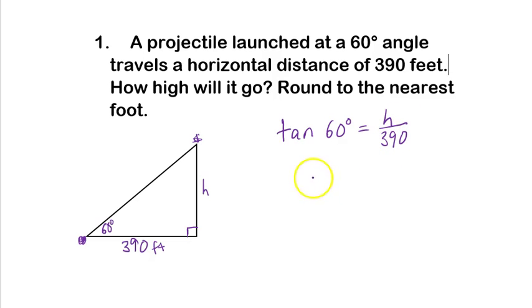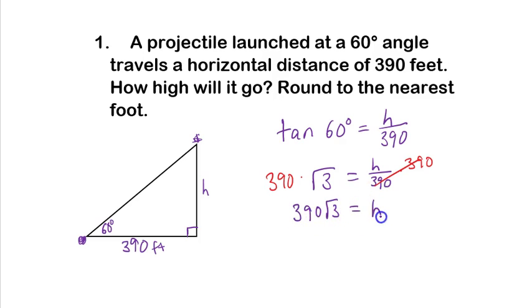Now, to put our special triangle knowledge to use, I'm going to plug in the tangent of 60 since I already know what that is from what we did just a minute ago. So that is the square root of 3. So I have the square root of 3 is h over 390. And then to solve the problem, I'm going to multiply both sides by 390 to get rid of the fraction. And that will cancel out over here. And I have 390 square roots of 3 equals my h.